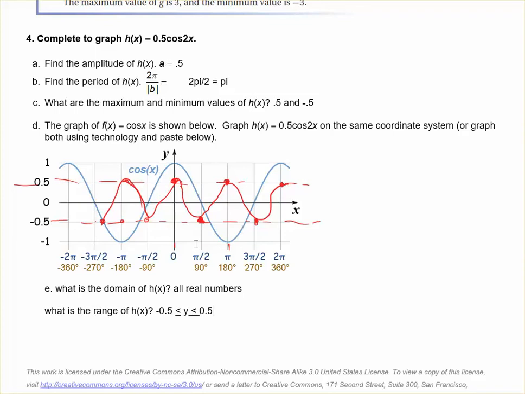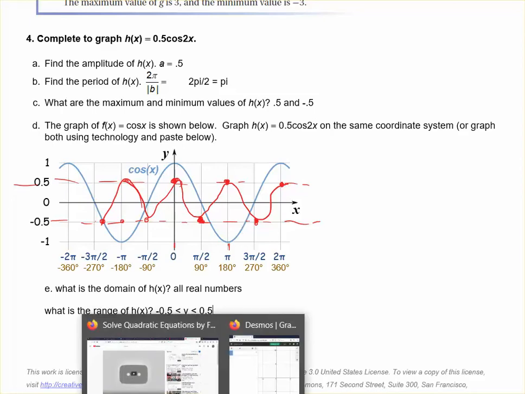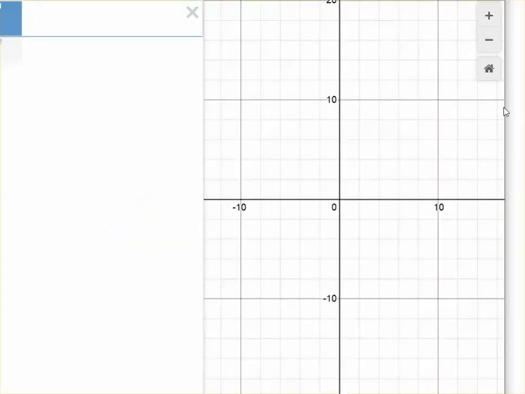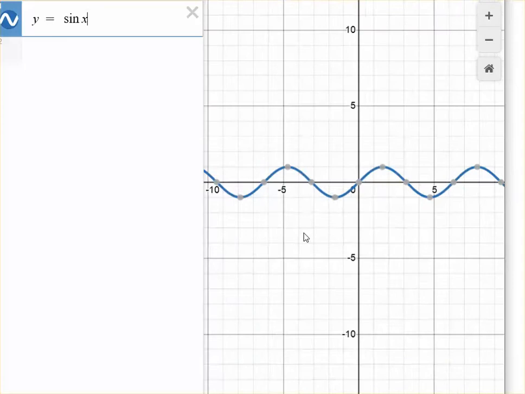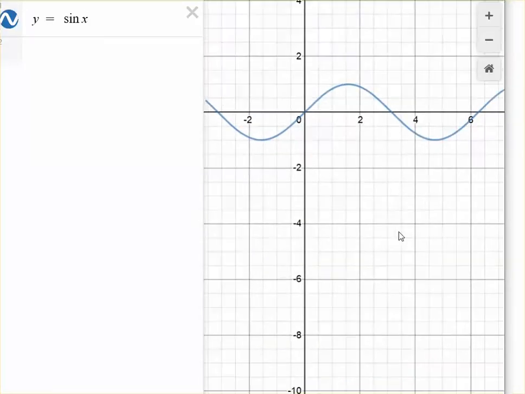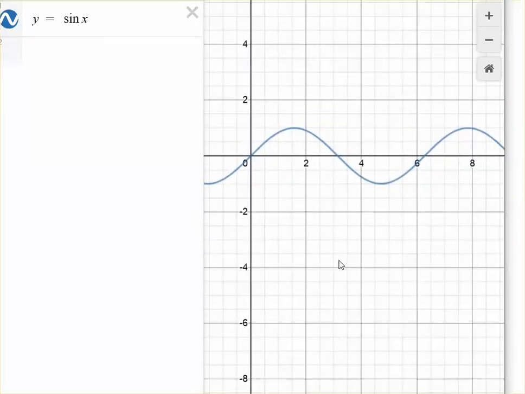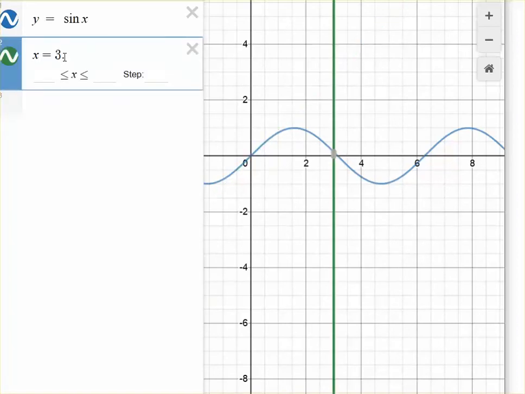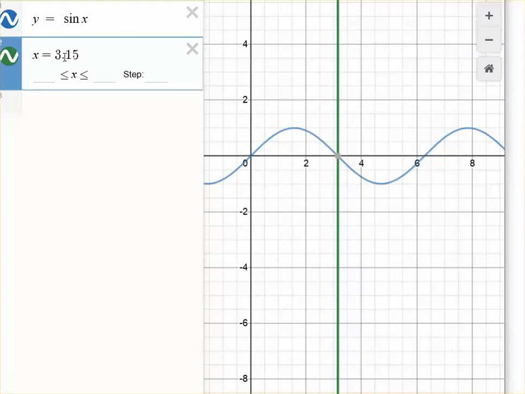Let's look at this in Desmos. We want to graph 0.5 cosine of 2x. So you don't have to graph it by hand if you want to graph both of them in Desmos. So here is my Desmos. I first want to graph sine of x. So in Desmos, you just type sine of x. And let's zoom in so we can see that this is going between 1 and negative 1. Now, like I said, in Desmos they don't put pi and negative pi, but pi would be at 3.14. So you can see that pi is right there.